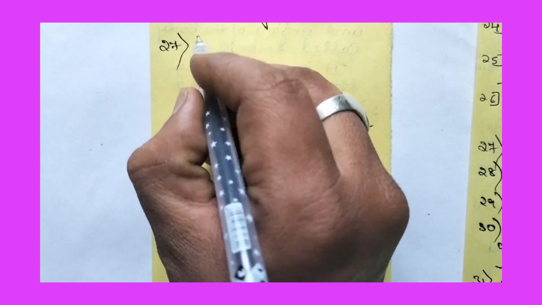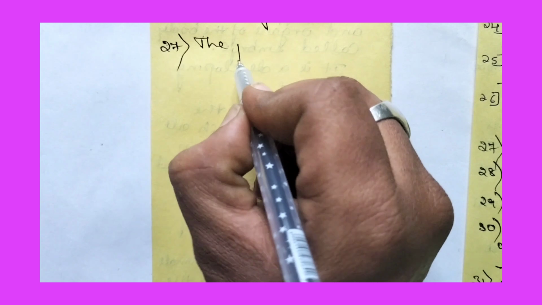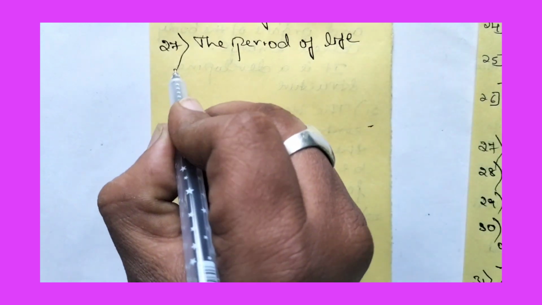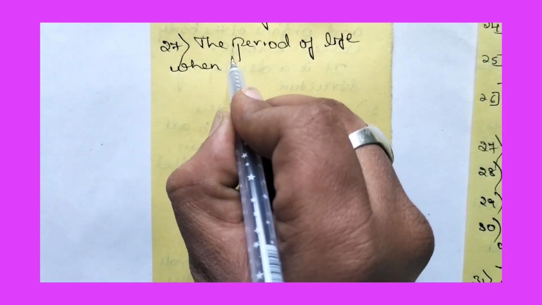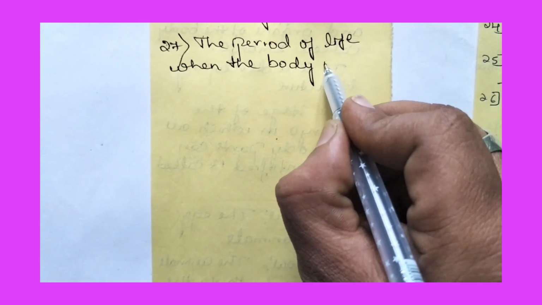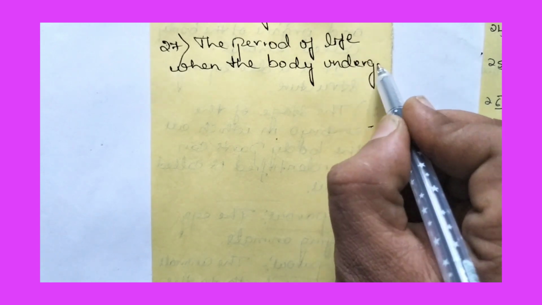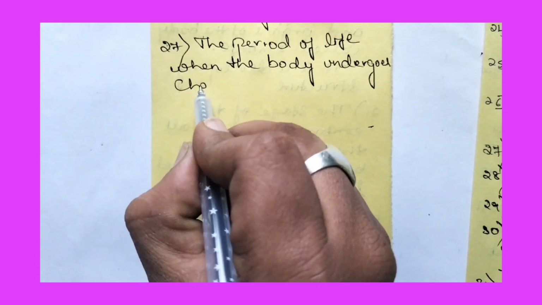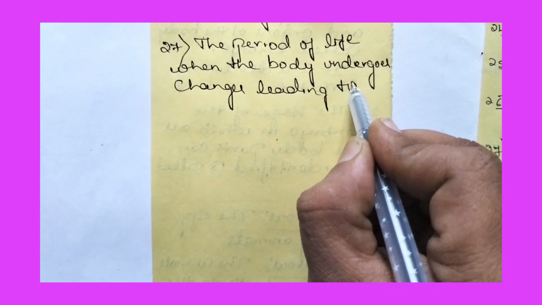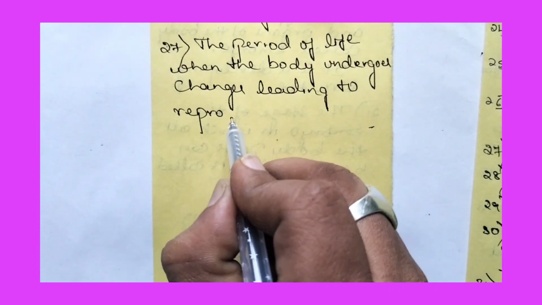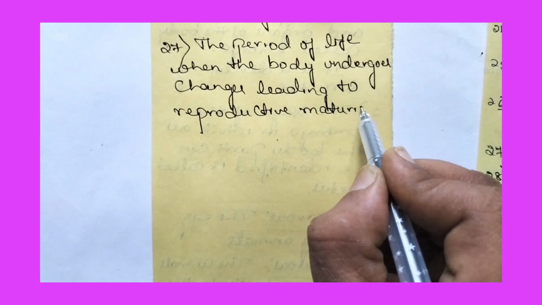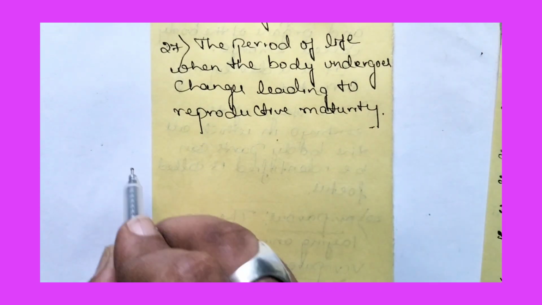27th question. The period of life when the body undergoes changes leading to reproductive maturity is called as adolescence.